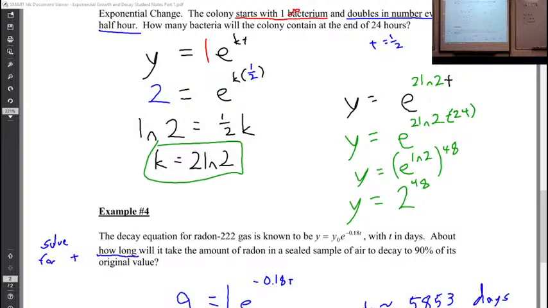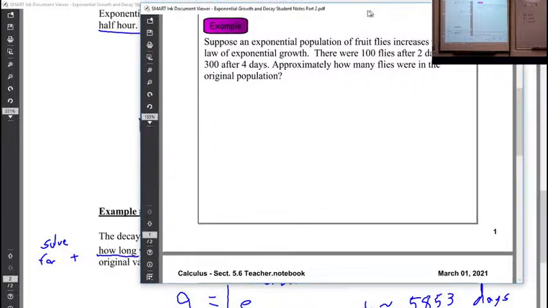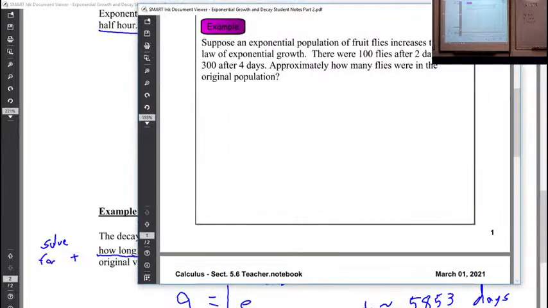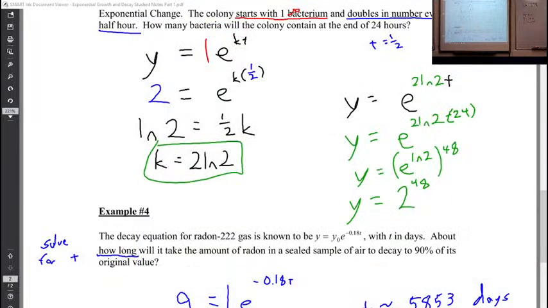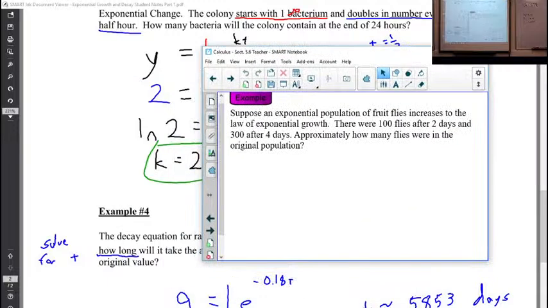I need to open a new document. Actually, you know what? I can use this. Here we go.